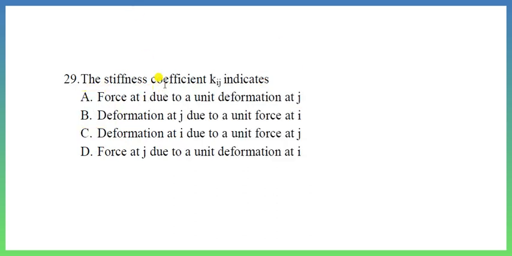Next one, the stiffness coefficient Kij indicates option A force at I due to the unit deformation at J, B deformation at J due to unit force at I, C deformation at I due to unit force at J, and D force at J due to unit deformation at I. So in stiffness coefficient Kij, it indicates the force at I due to the unit deformation at J. So option A is the correct, that is force at I due to the unit deformation at J.